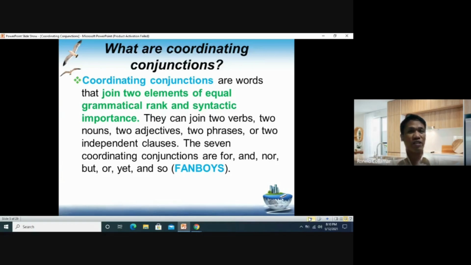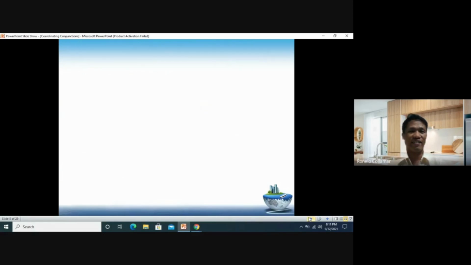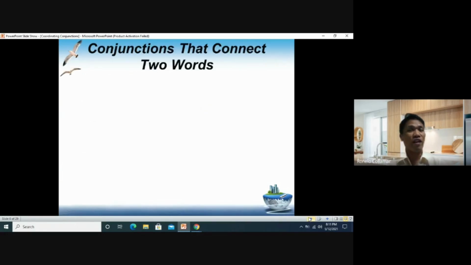So you cannot really have a hard time memorizing these coordinating conjunctions because we have our acronym. The FANBOYS would guide you to memorize those coordinating conjunctions so that you will not forget what they are. Let us see what's next here. We have here the conjunctions that connect two words. Some of the coordinating conjunctions can connect two words.